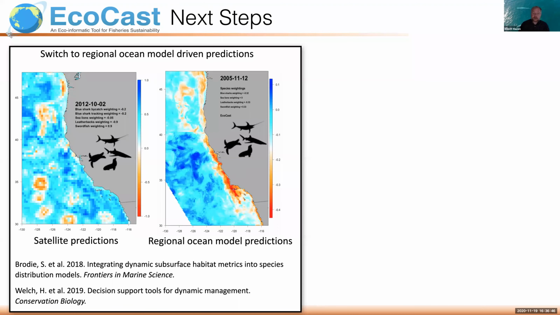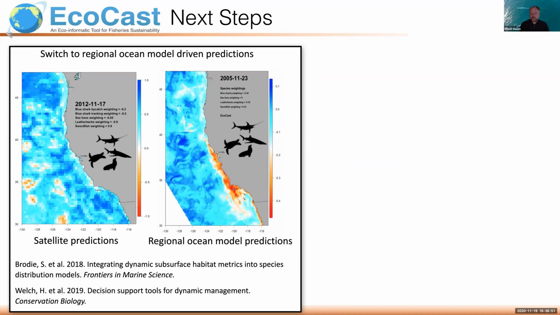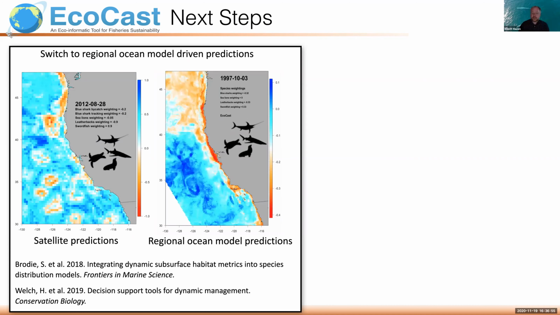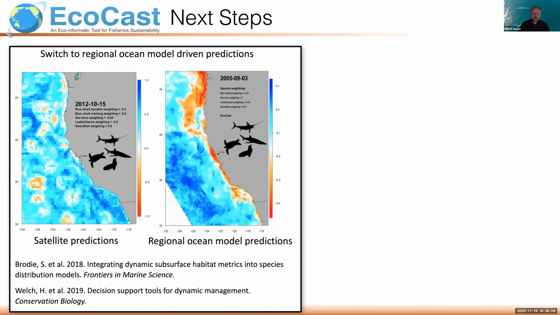The other exciting thing about the regional ocean modeling system data is you get subsurface habitat metrics as well. So you can get an idea for thermocline depth or mixed layer depth or different components that we know the animals are targeting that aren't otherwise available via satellite imagery.